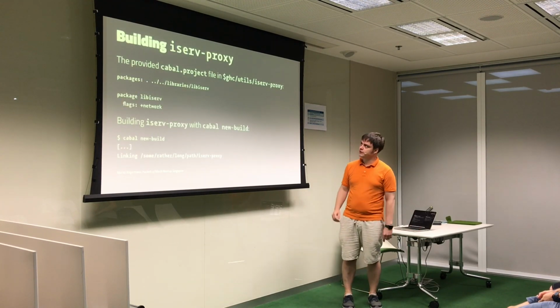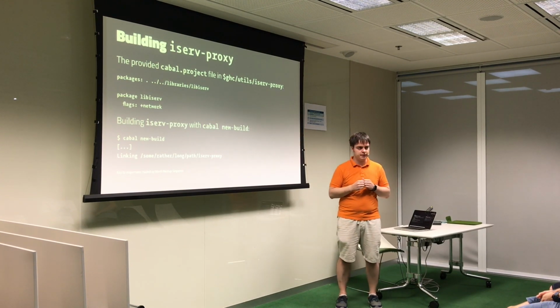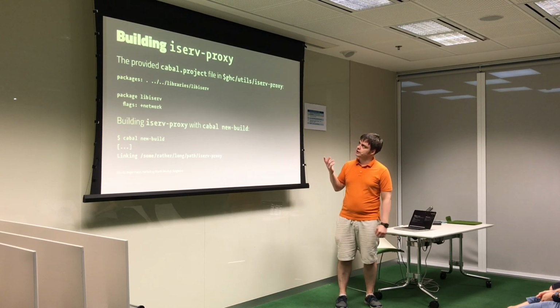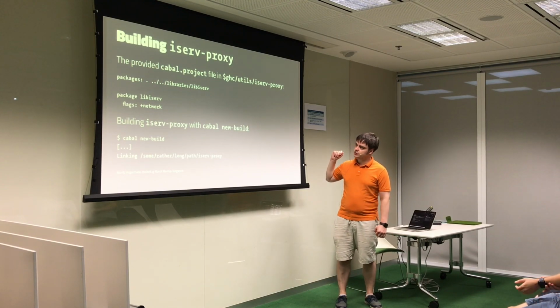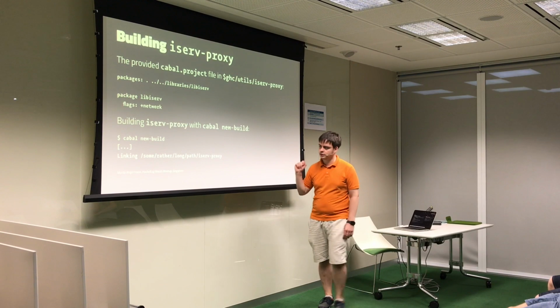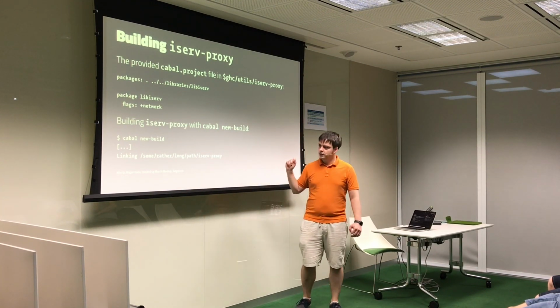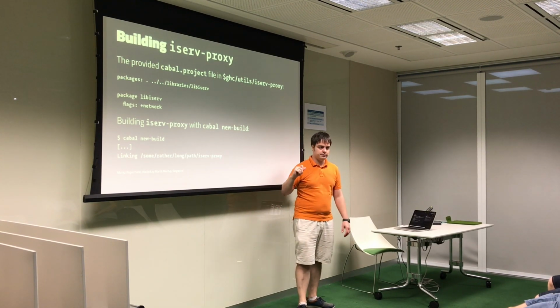So how do you build iserv-proxy? Because GHC does not bring network as a library, you need to build it yourself. So you go into the GHC folder and then into utils/iserv-proxy, and just go ahead and say cabal new-build, and it will produce iserv-proxy in a rather deep path someplace. And you just copy that into your path somewhere.